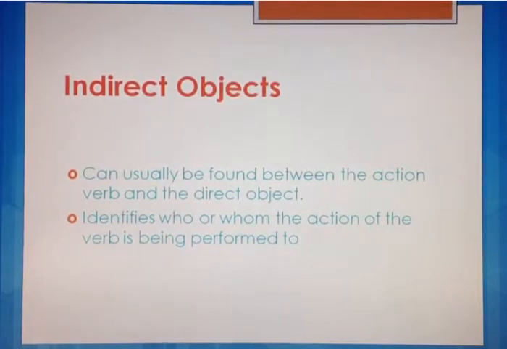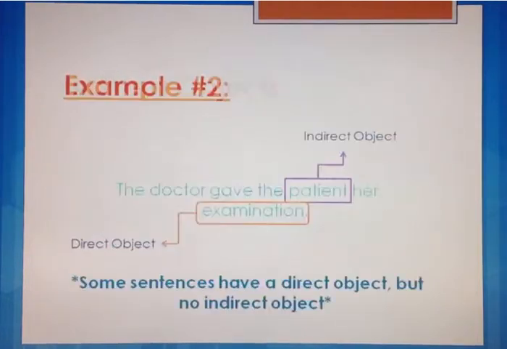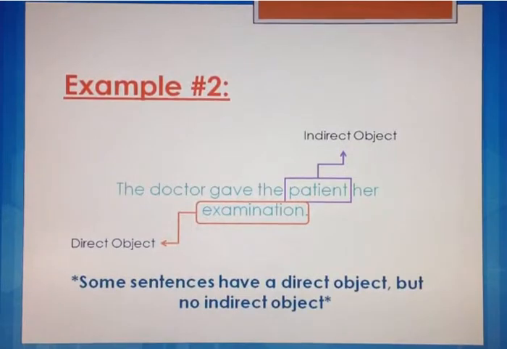So remember that in order to find the indirect object, you must recognize who or whom the action is being performed to. Here is another example. The doctor gave the patient her examination. The direct object is examination, and the action is being performed on the patient by the doctor. This means the patient is the indirect object. Remember that sometimes a sentence will have a direct object, but no indirect.